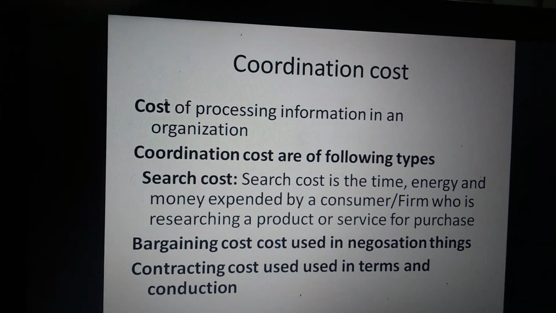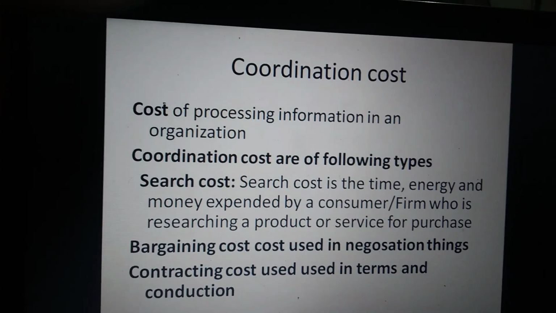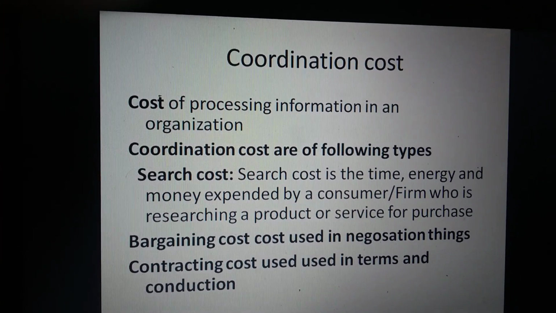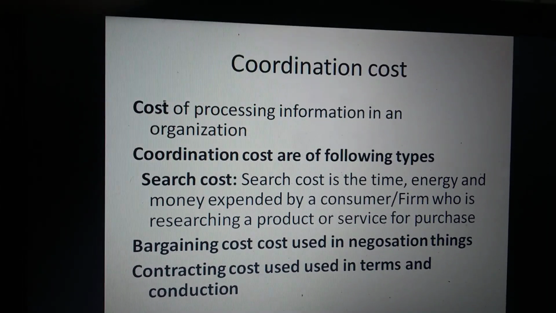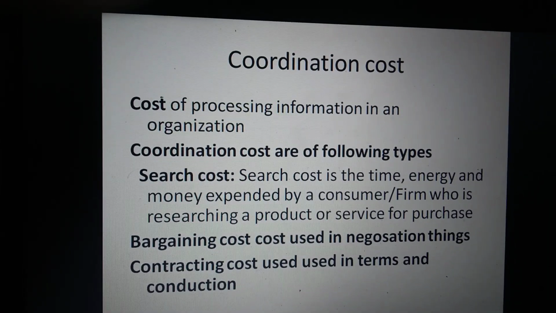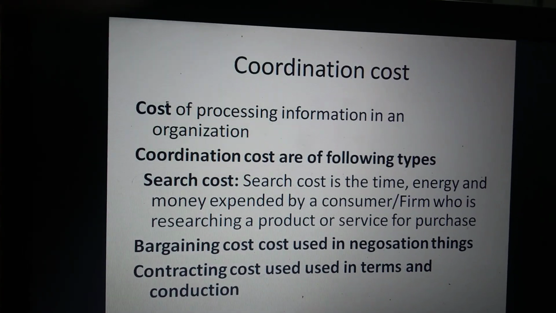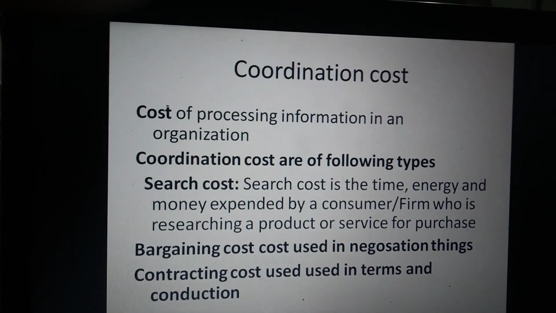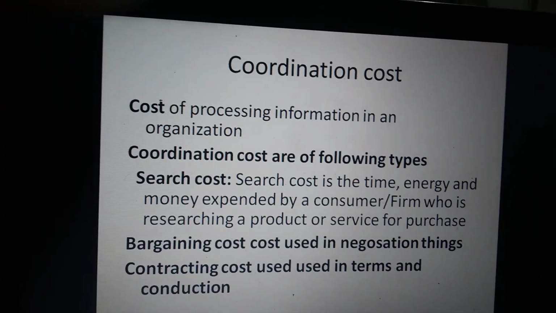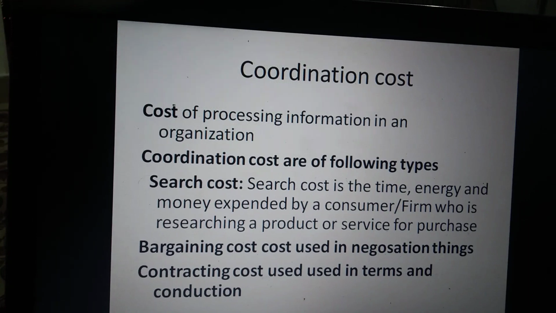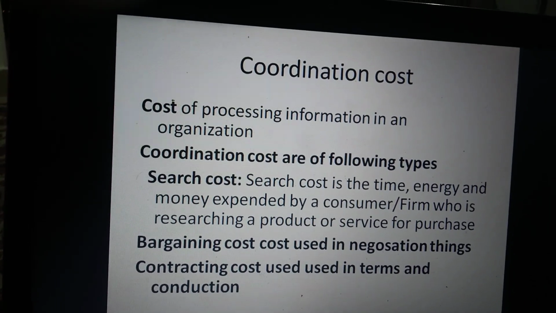That's contracting cost, used in terms and conditions. For example, suppose KFC is going to buy its chickens from a retailer. They have to make a contract on how much quantity of chickens they need and what quality of chickens, so that regular supply comes and there is no shortage of supply. This is simply known as a contract. Making a contract with the other party is a contracting cost.